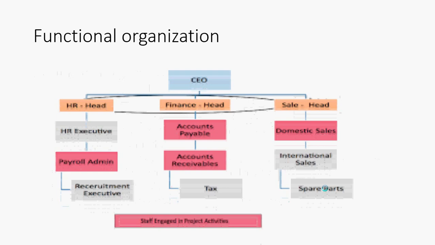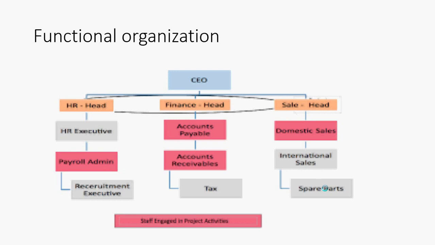Here is an example chart of the functional organization. A CEO handling 3 departments, for example, here we considered 3 departments: the human resource head, finance department head, and sales department head. The HR head will give out orders to the HR executive, and the HR executive issues the order to the payroll admin. The payroll admin will give out the work order to the recruitment executive to recruit any person, etc.